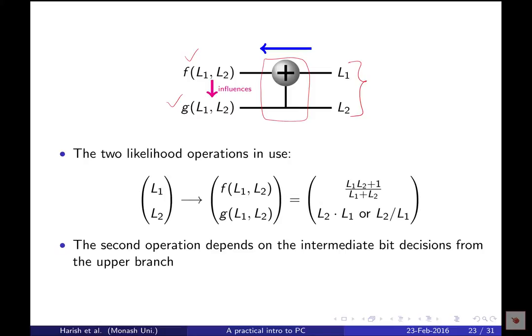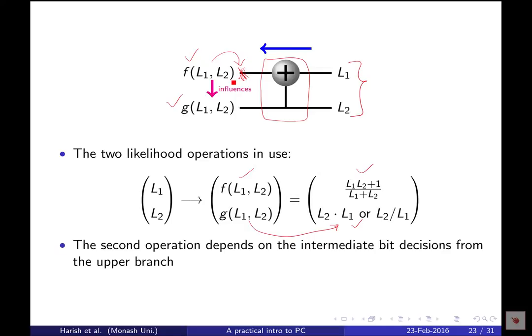So those two variable functions are described here. The second function is a slightly special thing because it has two variants. This is going to depend on a bit that is going to be decided on the upper branch, which may or may not be directly computed from the likelihood that is available. If it is okay, you will see the details in the next slide.